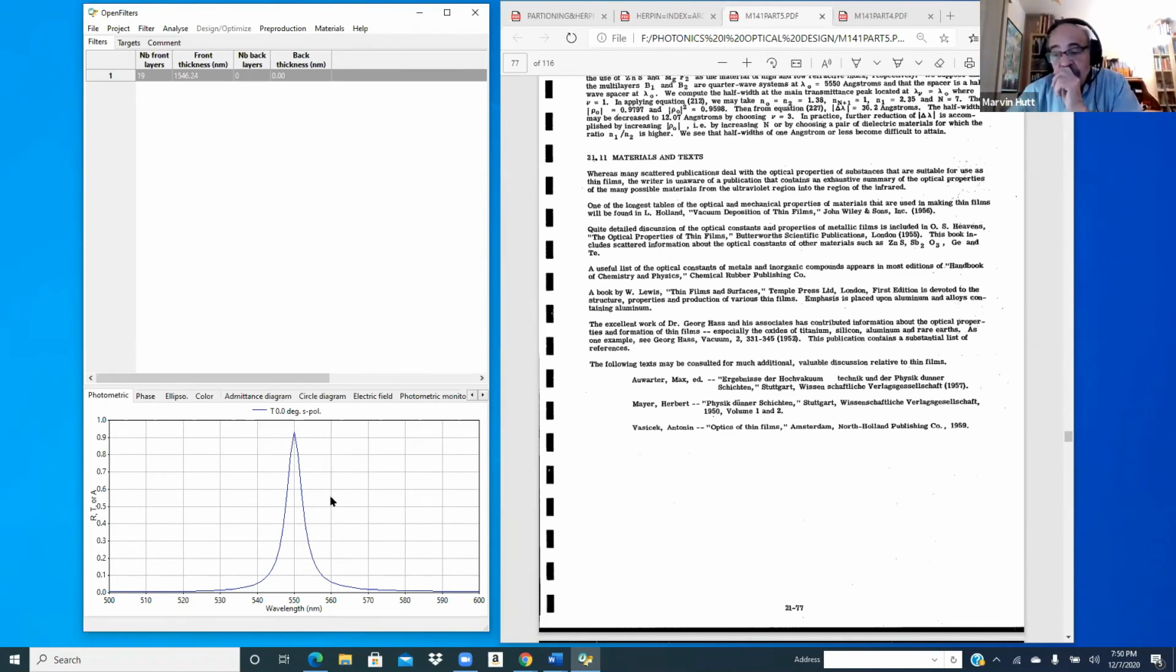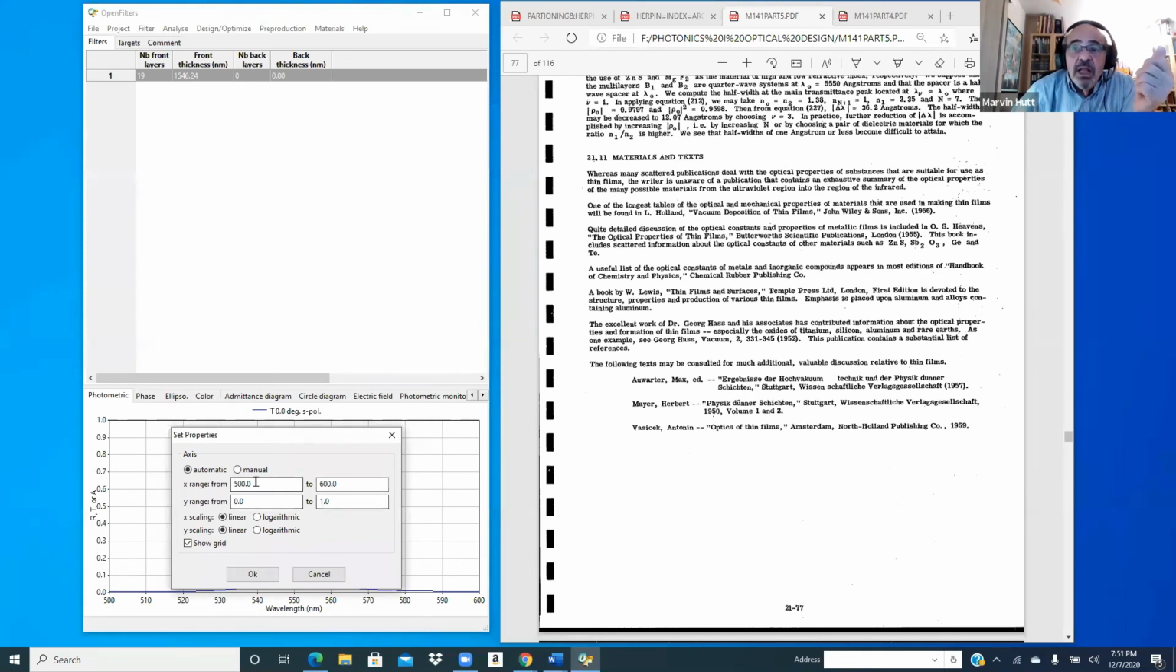Now, you'll notice that this filter looks great this way. All right, let's do the following. Let's look at where it doesn't reflect. This is the transmission. Now if I change the properties from 500 to 600, let's go from 400 to 800 and see what happens.